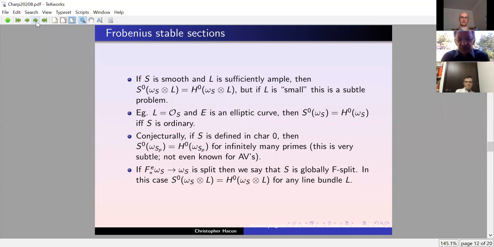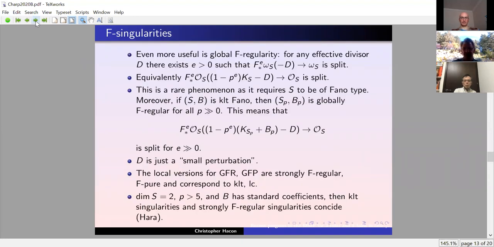One case in which the technique is extremely useful is the case when the trace of the Frobenius map is split. So if the map from F^e_* of omega_S to omega_S is split, then we say that S is globally F-split, for obvious reasons, Frobenius split. And in this case, for any line bundle L, you can tensor by L and it stays split, globally split, and then you get that all global sections are Frobenius invariant. So this is an optimal situation, but you can imagine that it's going to be a very restrictive situation.